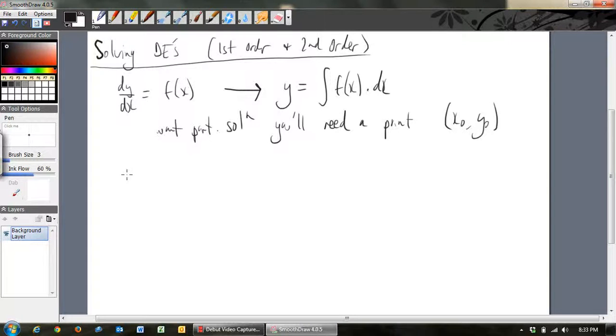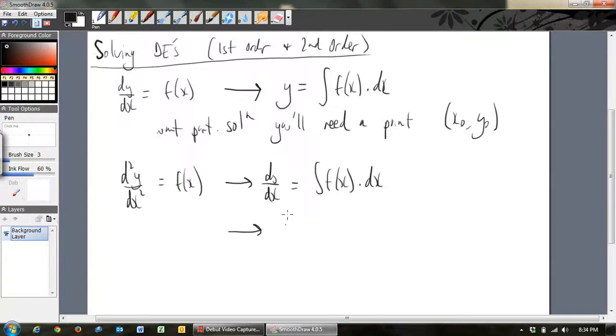Okay. The second order case that we're going to look at for today is d squared y on dx squared is equal to some function of x. If you've got that situation, then what you need to do is integrate it once, and you get dy by dx is equal to the integral of f of x dx, and then if you integrate it again, you get the solution y equals the integral of, in brackets, the integral of f of x dx, dx. So in other words, you're just integrating twice. That'll get you the general solution.